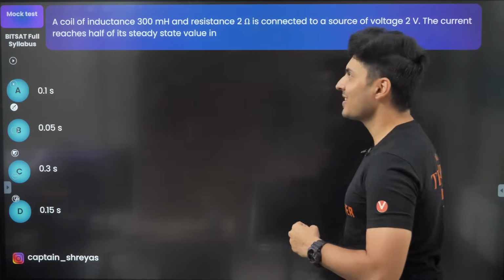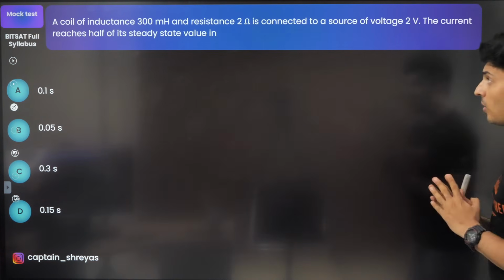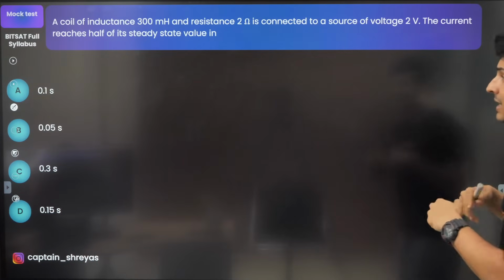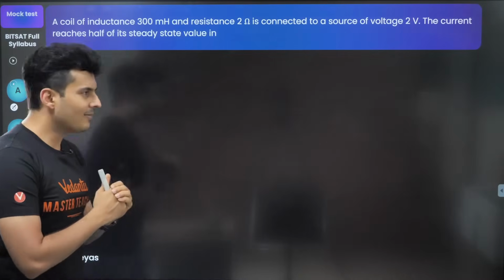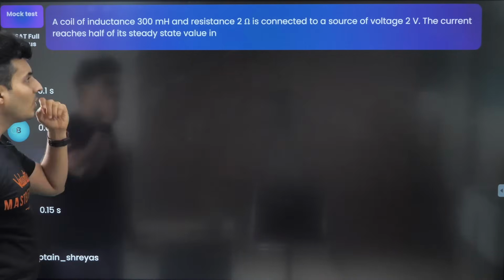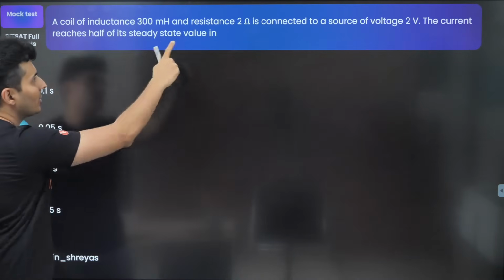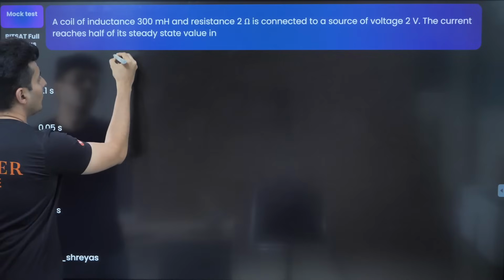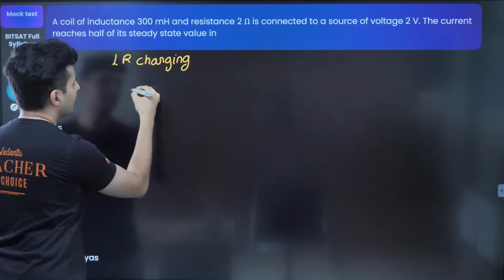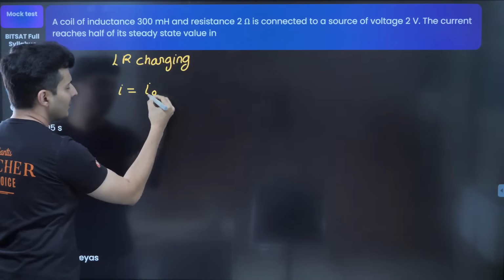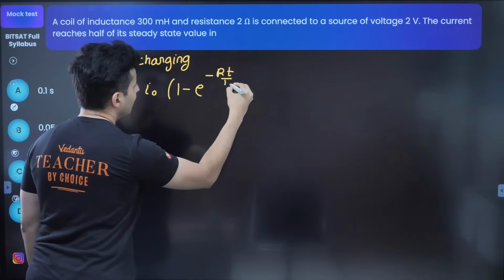A question on AC circuits. A coil of inductance 300 millihenry, resistance 2 ohm, connected to a source of 2 volts. Current reaches half the steady state value in what time? Let's try to remember the equation for charging of an inductor, because I can see an RL circuit. So in an LR charging circuit, the current value is the final steady state current times 1 minus e to the power minus RT divided by L.